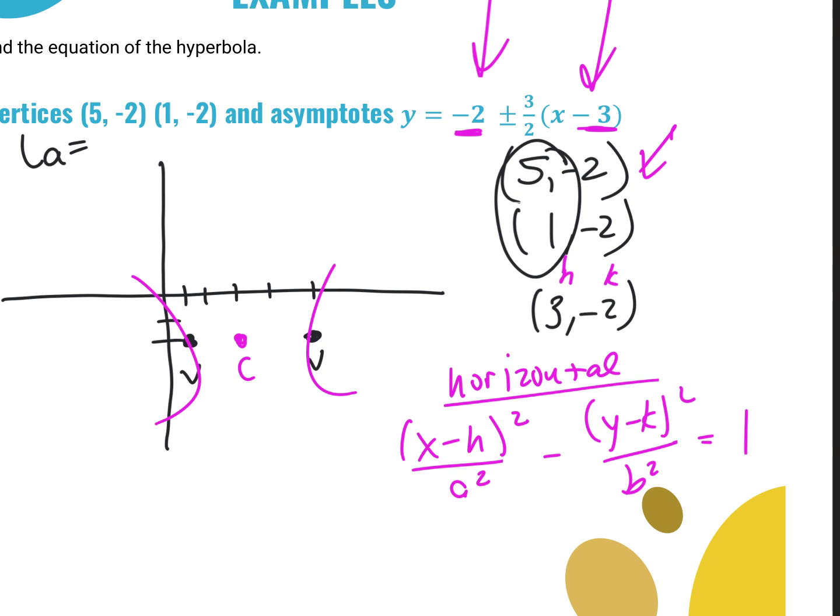Well, we can do that, guys. They told us the distance, the vertices. How far is it from one of my vertices, so 5, -2, to my center of 3, -2? What's the value? How far is it? 2. So a is plus or minus 2. Perfect. Why? Talk to me.